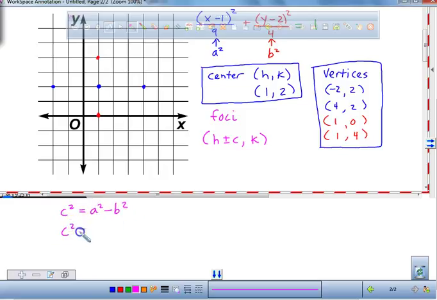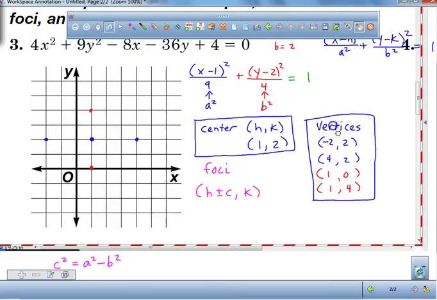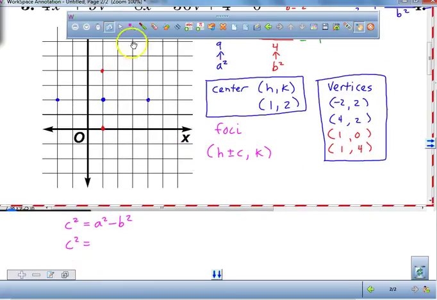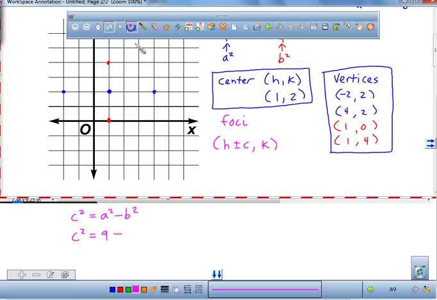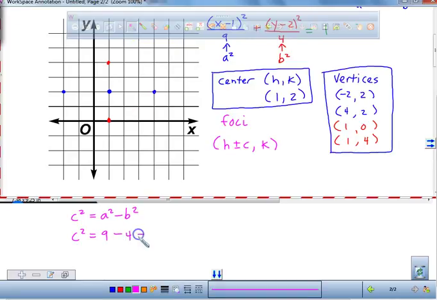So C squared equals, what is our A squared? It's right there. 9. So you put a 9. Minus, let me look up here. What's our B squared? So you put a 4. And then we say 9 minus 4 is 5. So what does our C value have to equal if we take the square root? Plus or minus radical 5. By the way, I know plus or minus radical 5 is approximately equal to 2.24 or something like that.